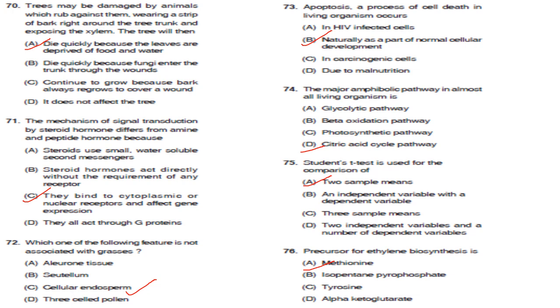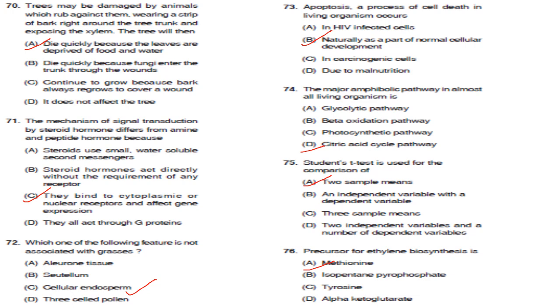So helobial endosperm is common to grasses and cellular endosperm is mostly seen in the case of dicotyledons. The next one. Apoptosis, a process of cell death in living organisms, occurs naturally as a part of normal cellular development. Answer is option B. Then the major amphibolic pathway in almost all living organisms is.